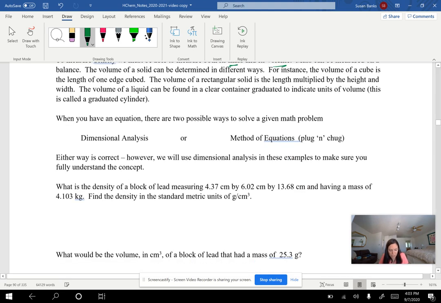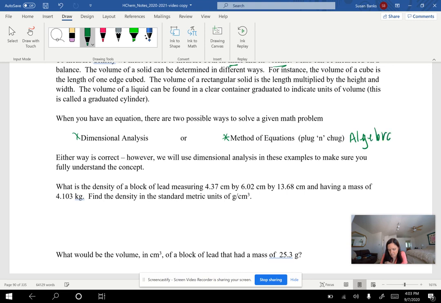When you have an equation, there are 2 possible ways to solve for that equation, okay? We can use dimensional analysis, which we have been doing quite a bit, or you can use the method of equations. This is pretty much what you are taught in algebra.